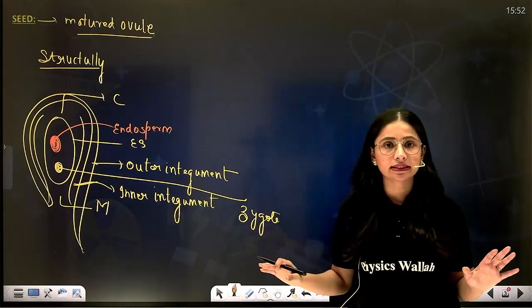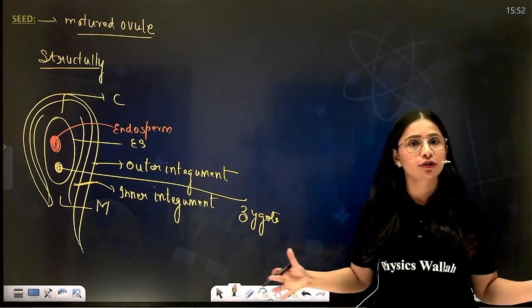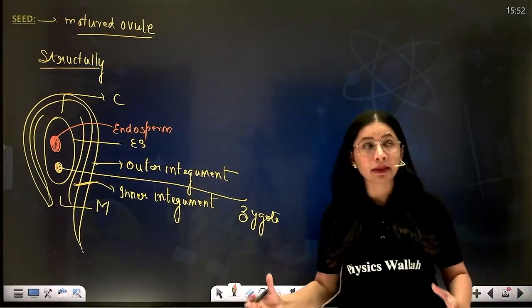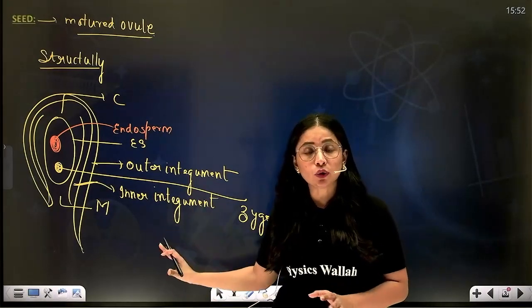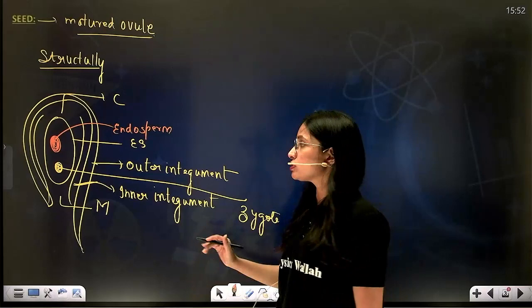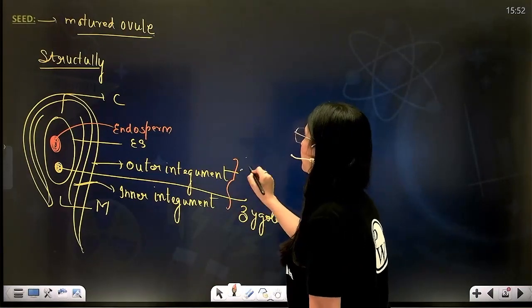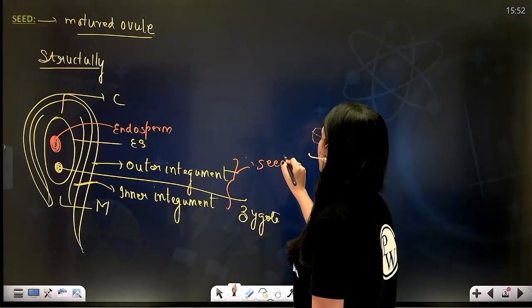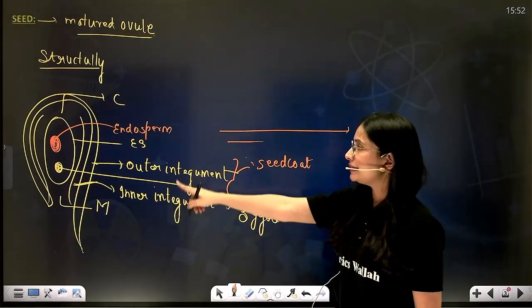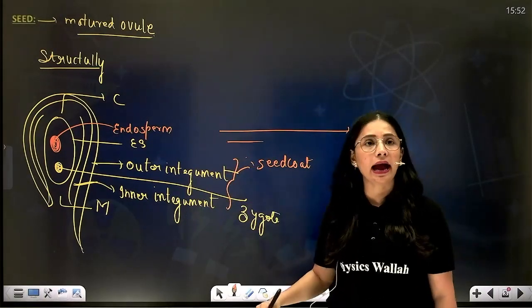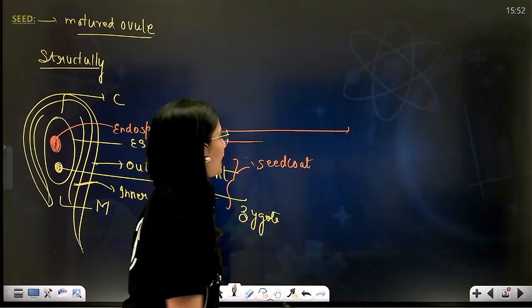Now, soon after fertilization, antipodals, they degenerate. Synergids' work is done. Remaining nucellus also gets degenerated. In some, it may remain persistent. That we will discuss later. The two integuments will develop into seed coat. Now, these two integuments will develop into seed coat, which will enclose the zygote and endosperm inside it.